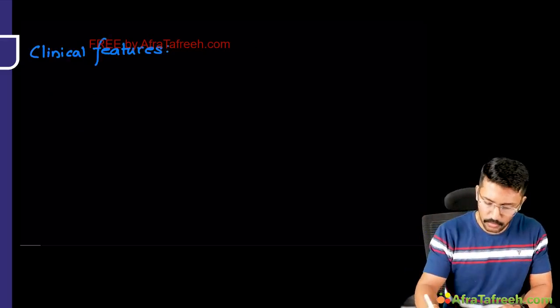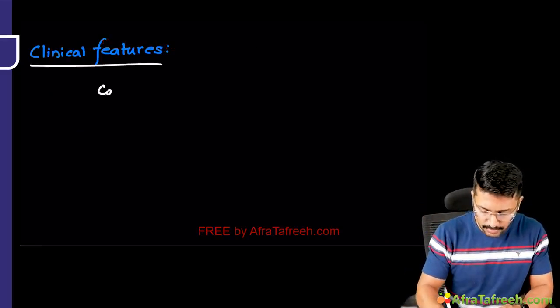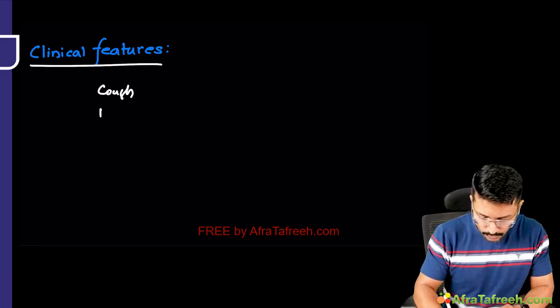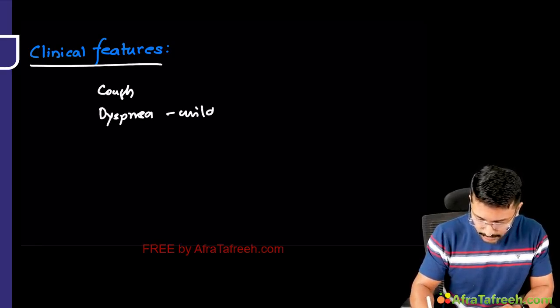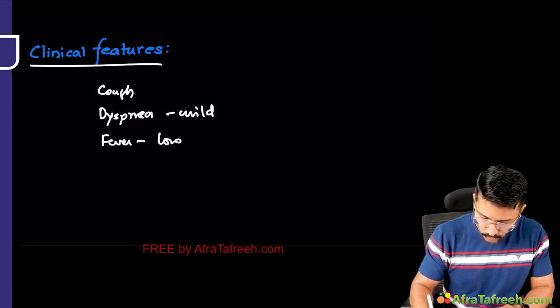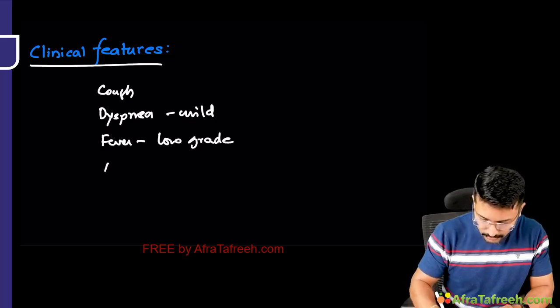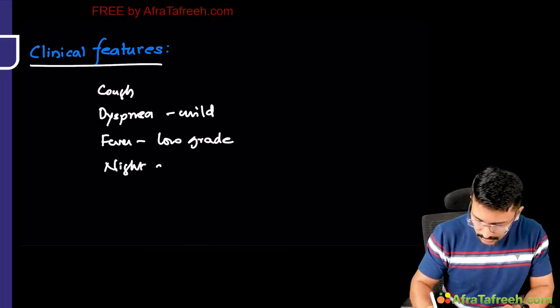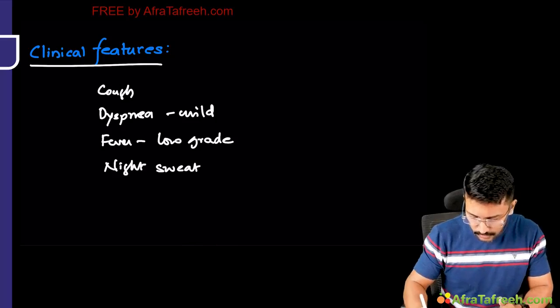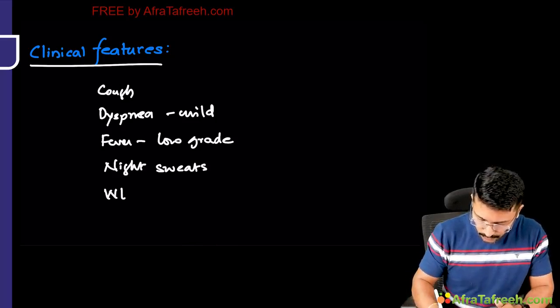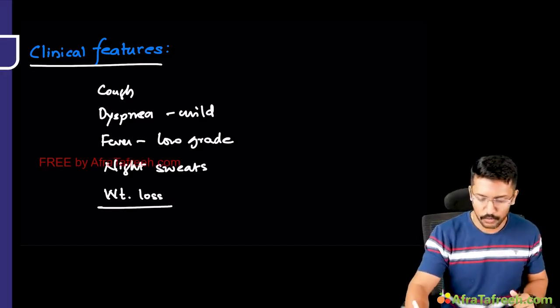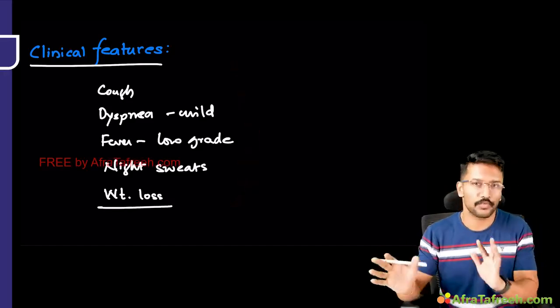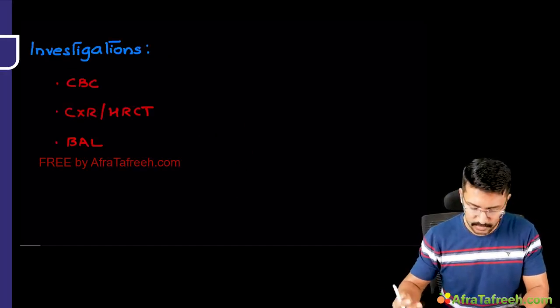Okay. So when I talk about clinical features, these patients will have cough and dyspnea, which is usually mild. They have fever, which is usually low grade, and they have night sweats. Okay. And because this condition is running over several weeks to months, there can also be weight loss. So that is why the clinical features make us think of tuberculosis as one of the differential diagnoses, though once we do the imaging and other studies, things become clear.